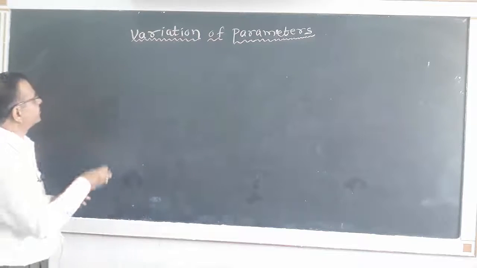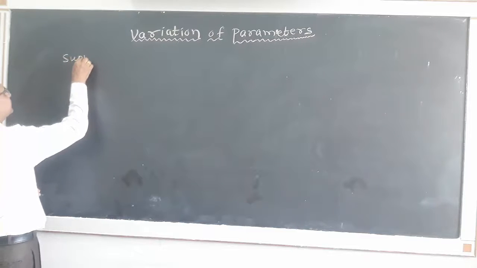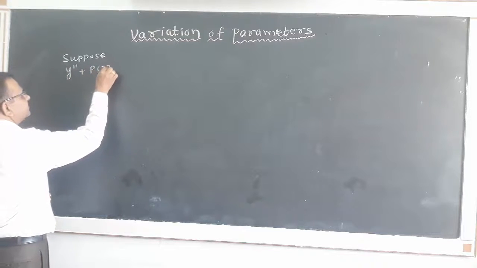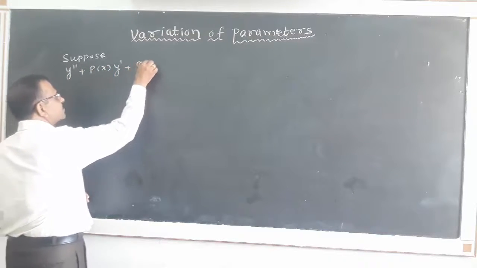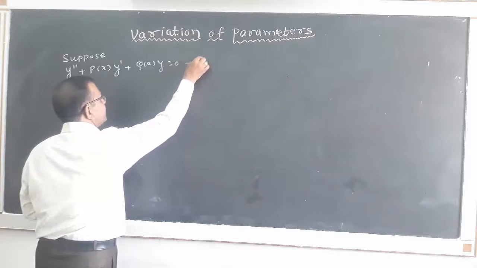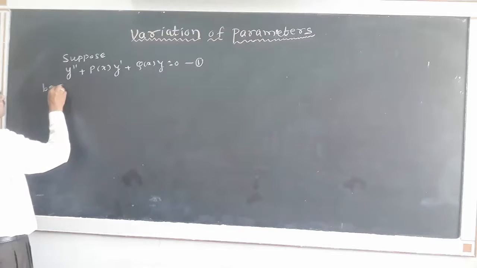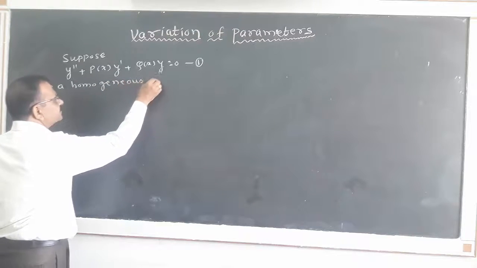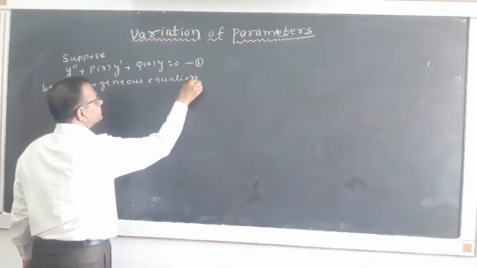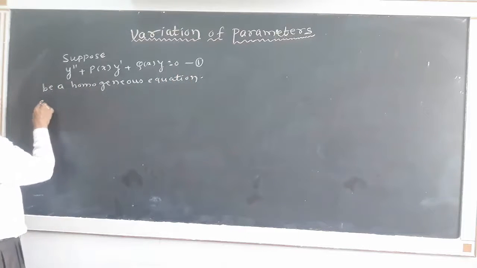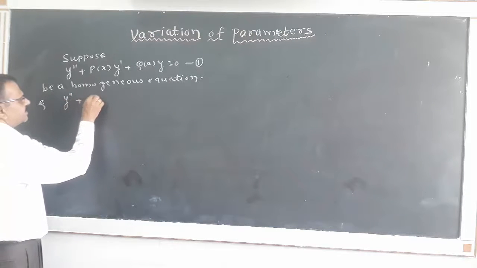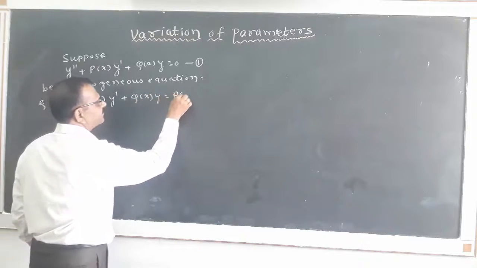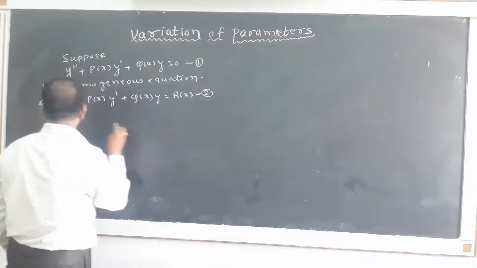For that purpose, suppose y double dash plus p(x) y dash plus q(x) y equal to 0 be a homogeneous equation, and y double dash plus p(x) y dash plus q(x) y equal to r(x) be a non-homogeneous differential equation.